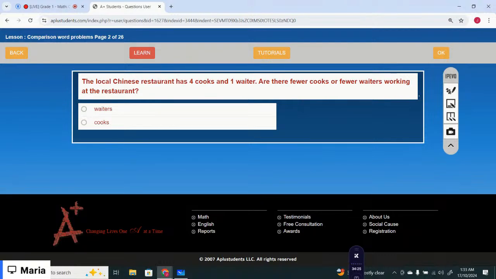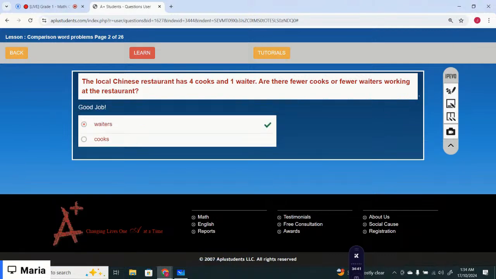So 4 cooks and 1 waiter. So which is fewer, cooks or waiters? Obviously waiters. One is less than 4, so waiters are fewer than cooks.